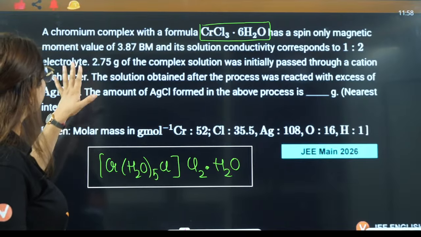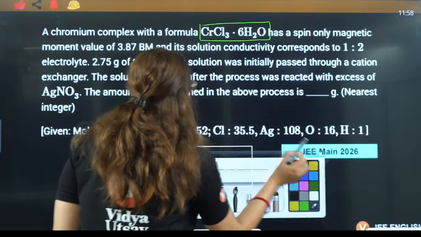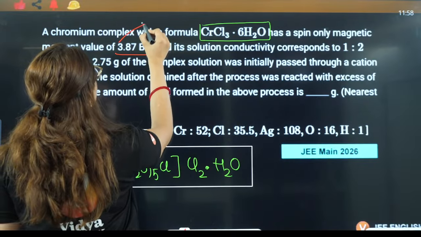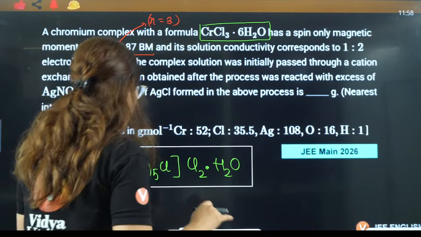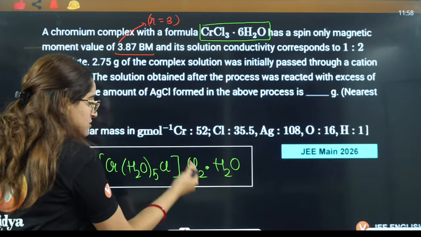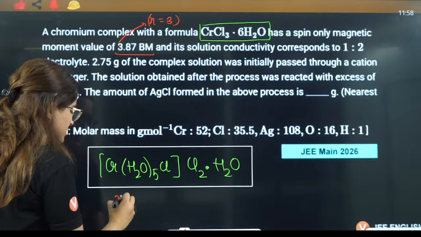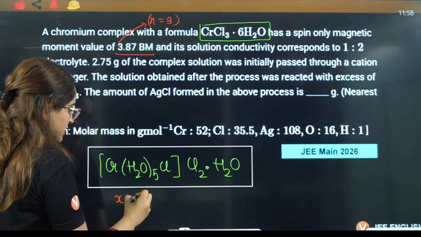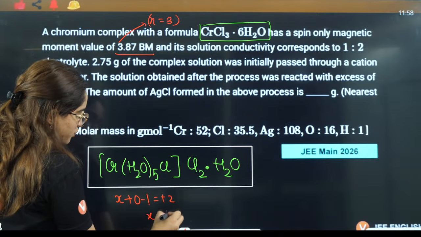Now they are giving the value of magnetic moment, which means the number of unpaired electrons is going to be 3. We have to check if it is 3 or not. The complex is +2 overall, so the oxidation state is x plus 0 minus 1 equals +2, that is x equals +3.